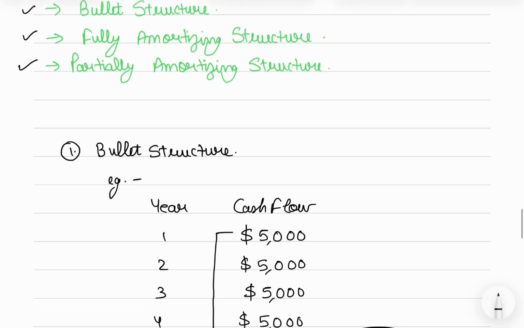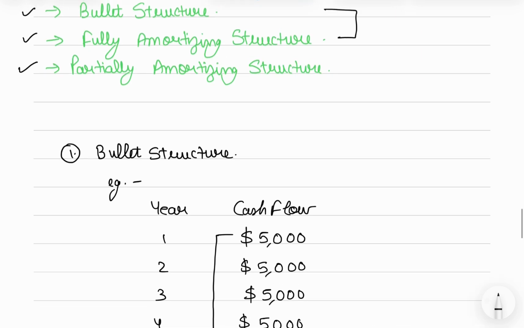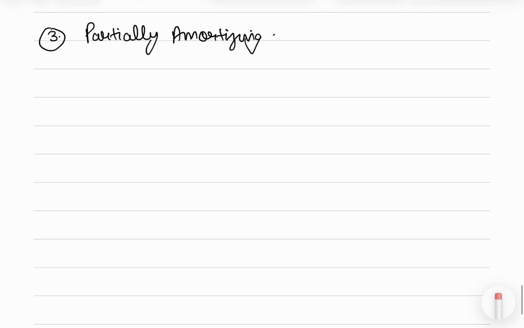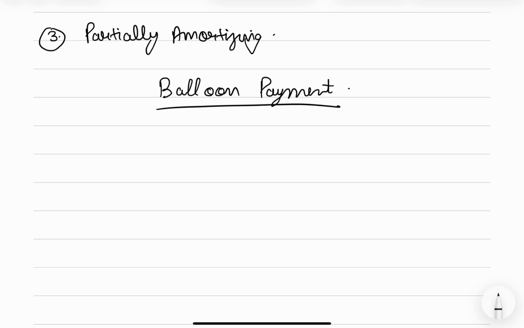So it is the bullet structure and fully amortizing structure combination that is a partially amortizing structure. It has the features of both these cash structures. It is also called a balloon payment, because smaller amounts get paid every year, and at the end you will pay a big chunk. So that big chunk is known as a balloon payment.